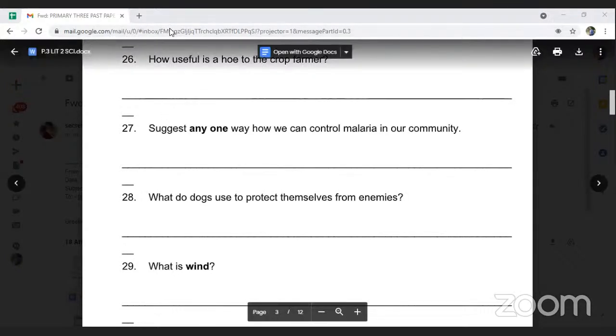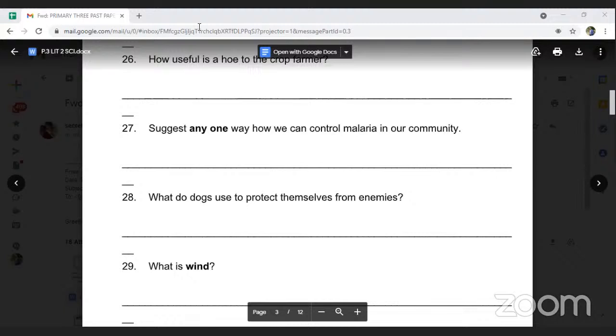Sleeping under a treated mosquito net. As simple as that. And then you can also give others. Removing broken bottles around the compound, because when water collects there, the mosquitoes lay their eggs. And then those eggs will hatch into new mosquitoes, which will come and continue biting you and spreading malaria.